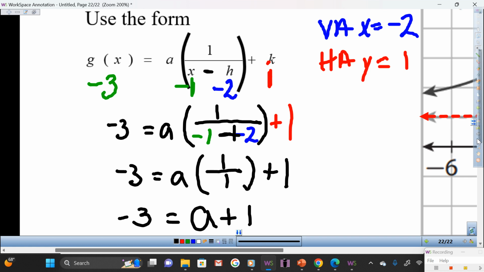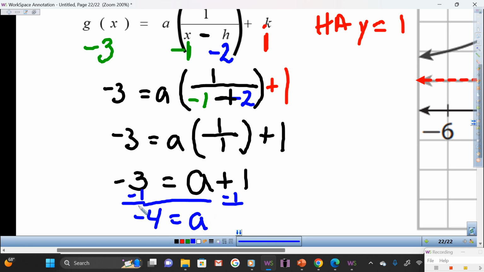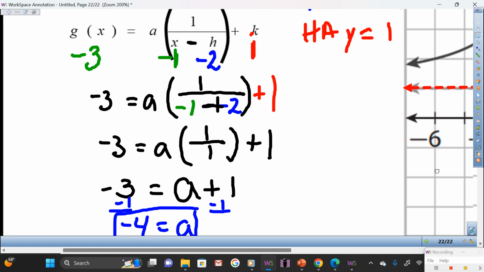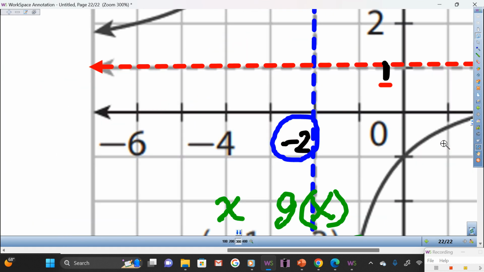And then we solve for a. How do we solve for a, everyone? Subtract 1, subtract 1. So negative 4 equals a. So, do we have now enough information to write our function for this graph? Yes, Mr. Q, let me zoom out.